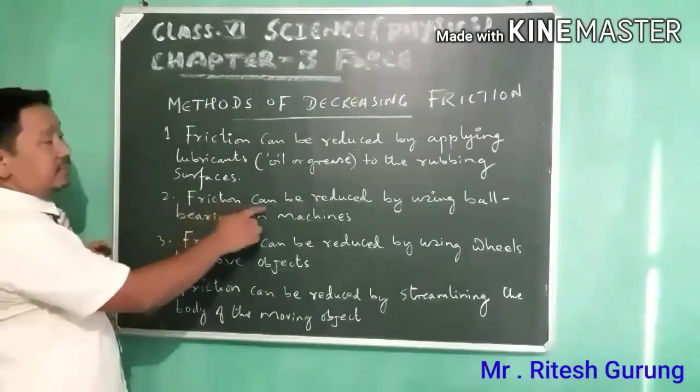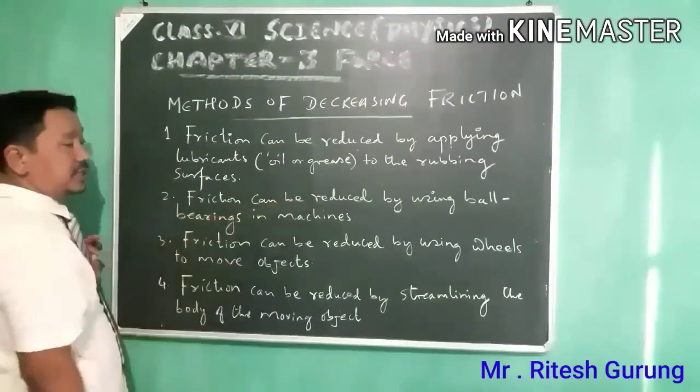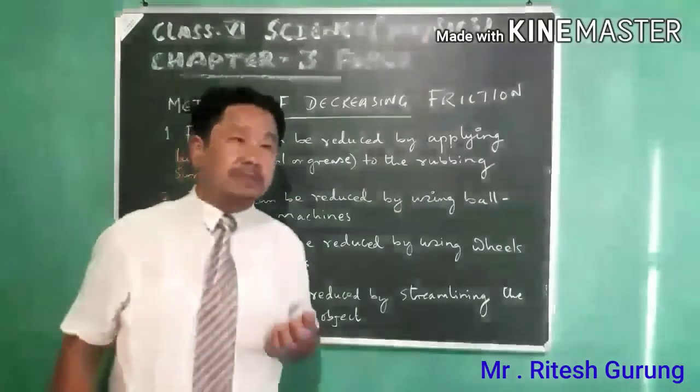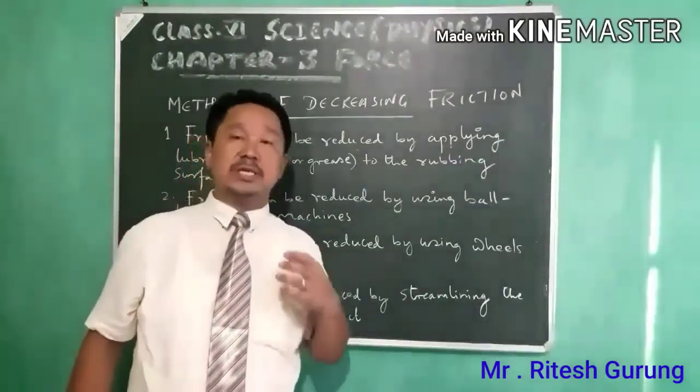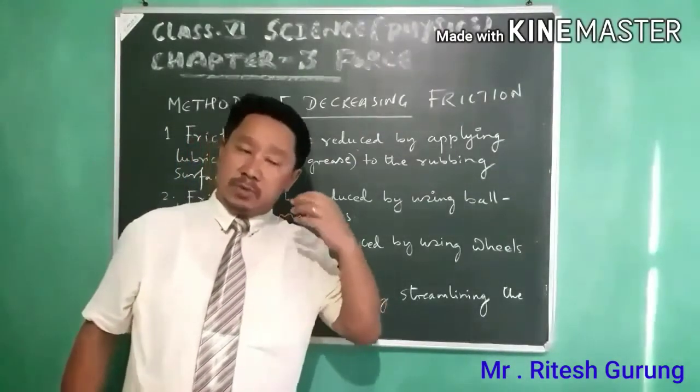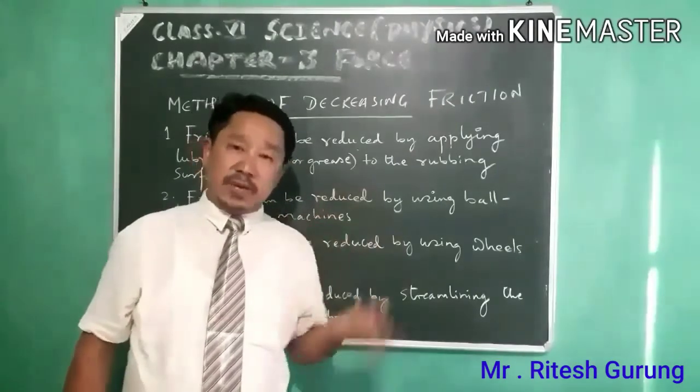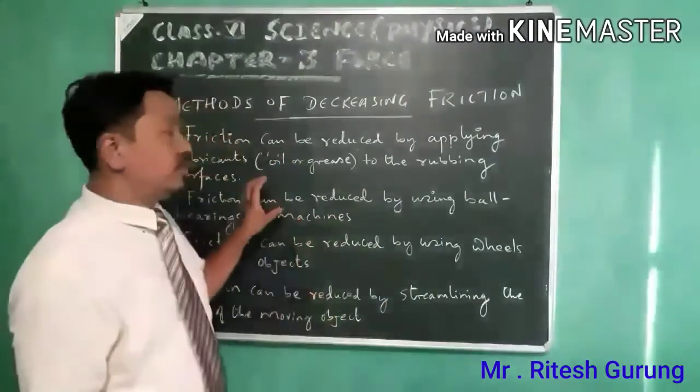Second, friction can be reduced by using ball bearings in machines. This is usually seen in motorcycles. All right, in vehicles we see the use of ball bearings.